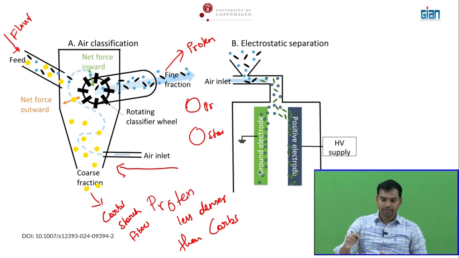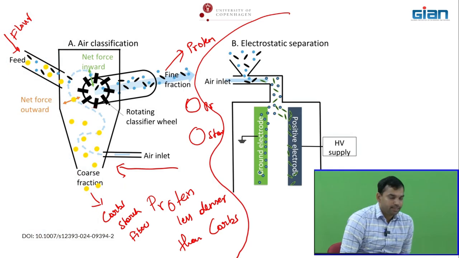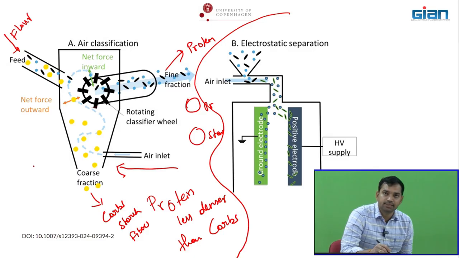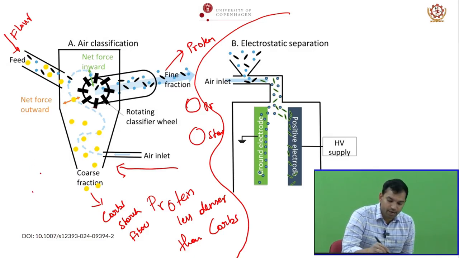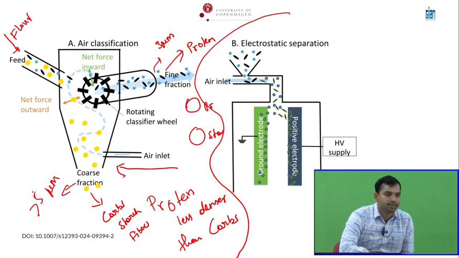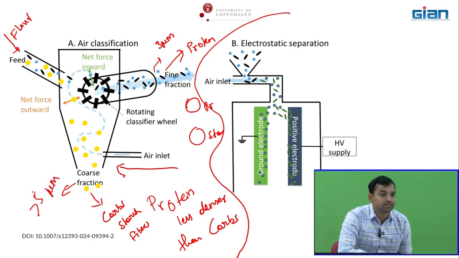Okay? Any question in the air classification? Yeah, as fine as possible. But if you really want to talk about the size, I don't recall exactly. I think the fine particles here, what you get, the proteins around 3 micrometer, and the coarse fraction, I think the starch fraction will be around above 5 micrometer. That's the size we are separating. So you mill as fine as possible.